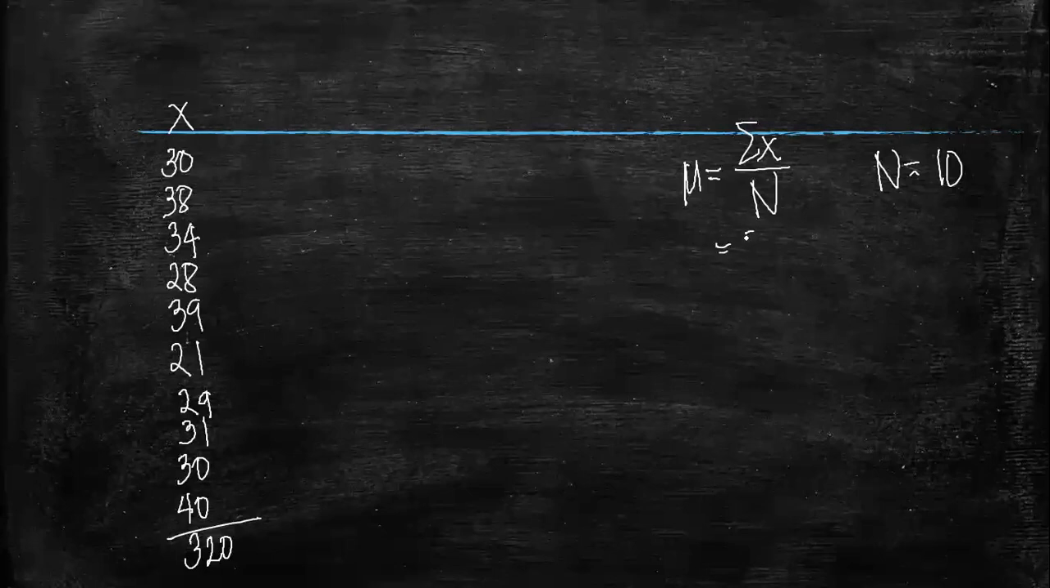So, substitute natin yan sa ating mean. So, 320 over 10. Our mu is 32.